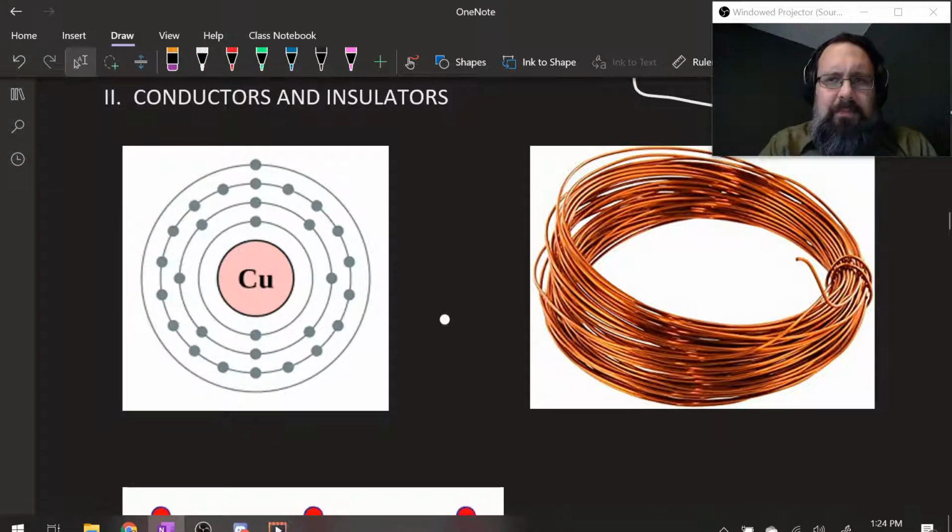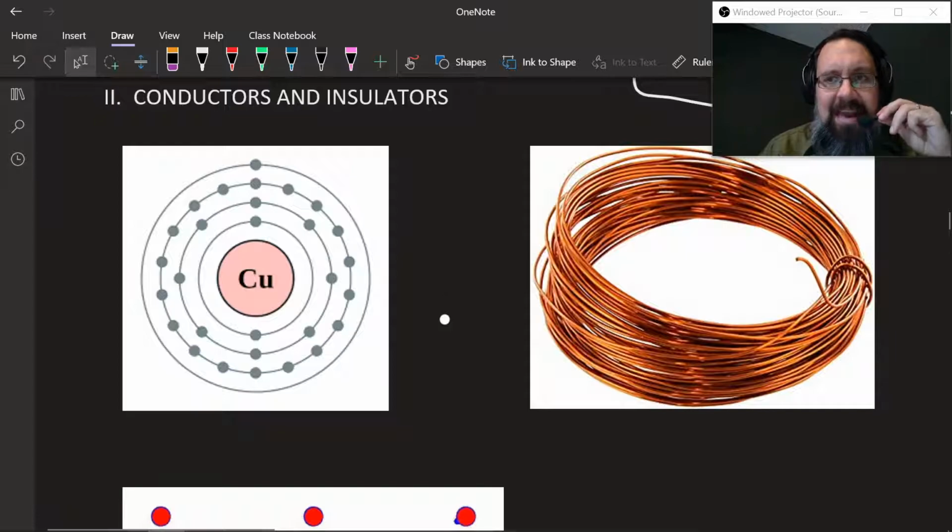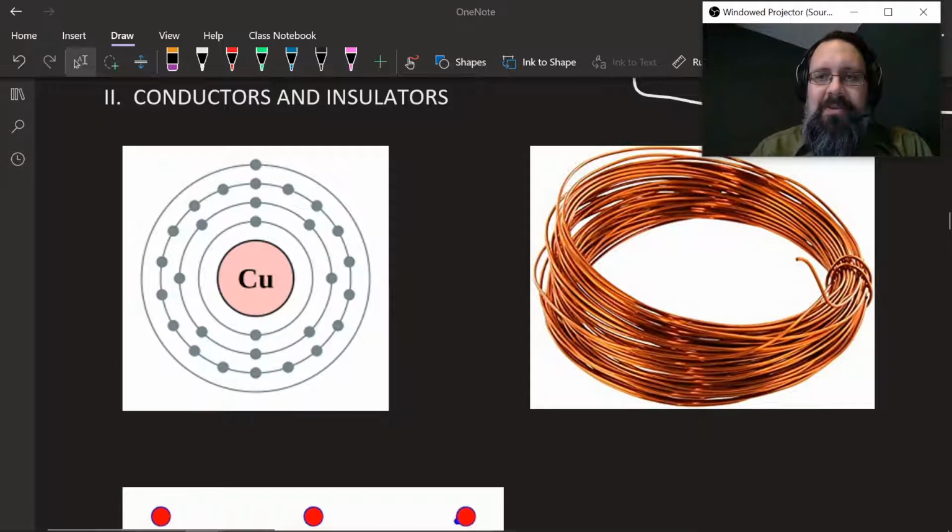Okay. If you remember last time we said that atoms always have the same number of protons as they have electrons. My video is super laggy right now. I don't know what's going on. So copper, inside of it, has a lot of protons. I don't remember the exact number, but you can see all about here, there's tons and tons of electrons.